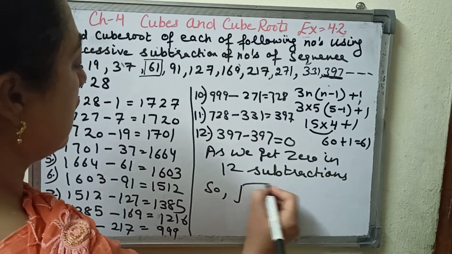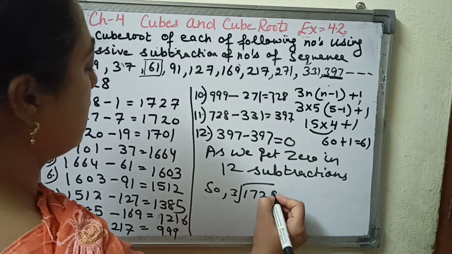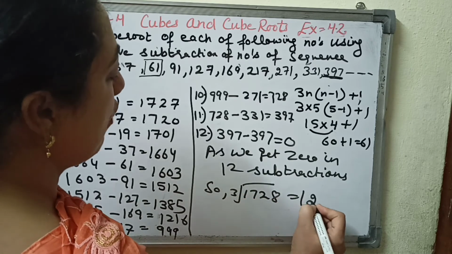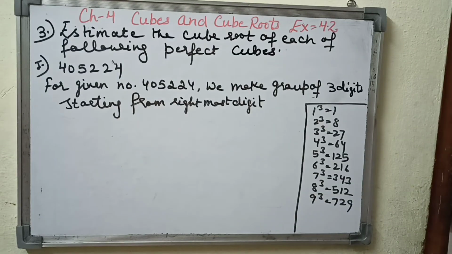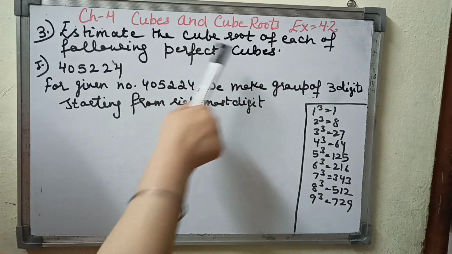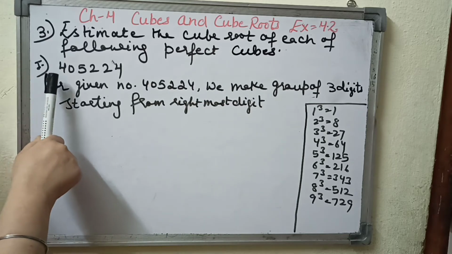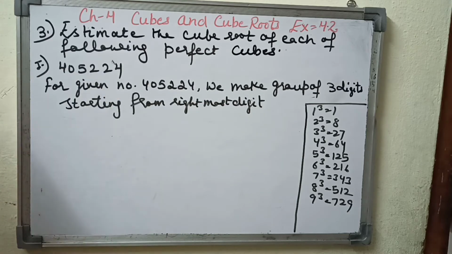So cube root of 1728, it is 12. This is your answer. Sum number third. Estimate the cube root of each of the following perfect cubes. And the first part is 405224. But this is the estimation method now.